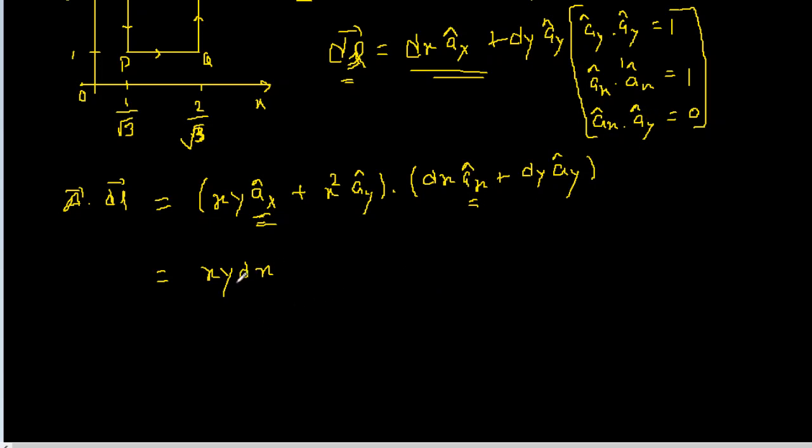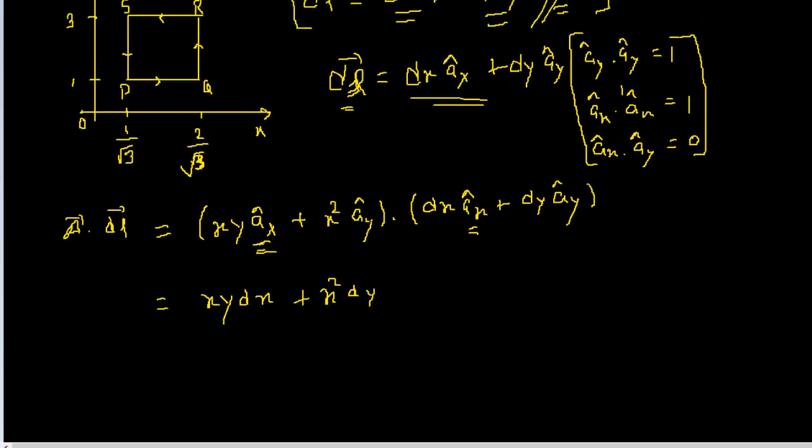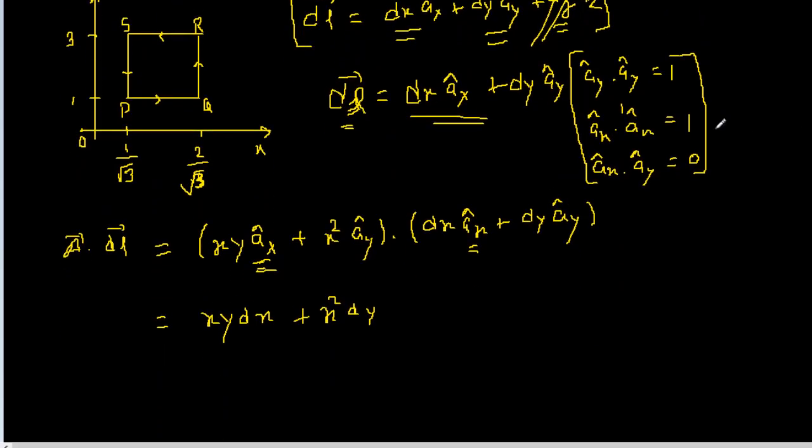So proceeding further, multiplying xy with dx plus x square dy, this is the standard equation that we get. Now what we have to do is take the line integral of each and every line, of the standard expression A dot dl.